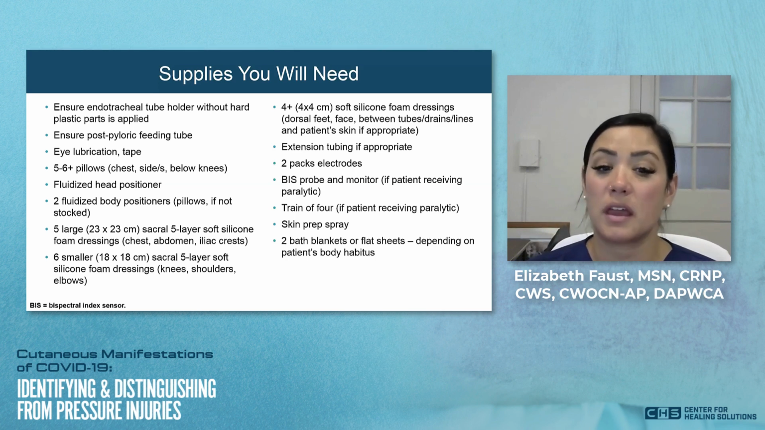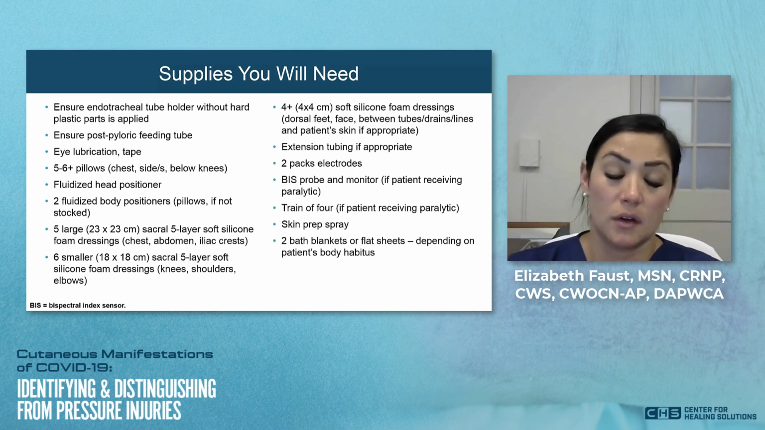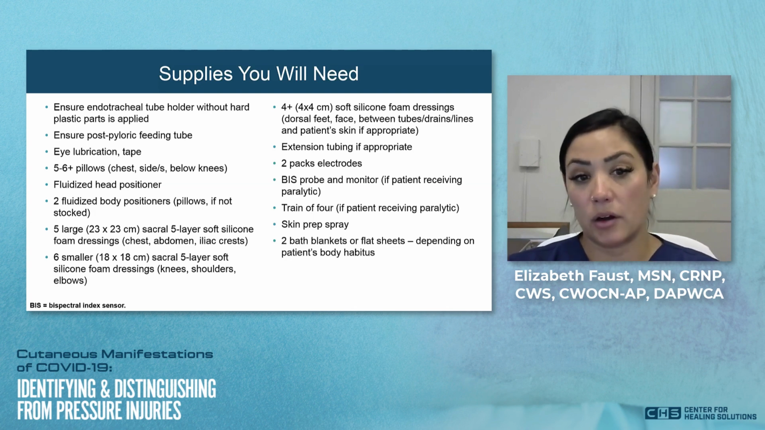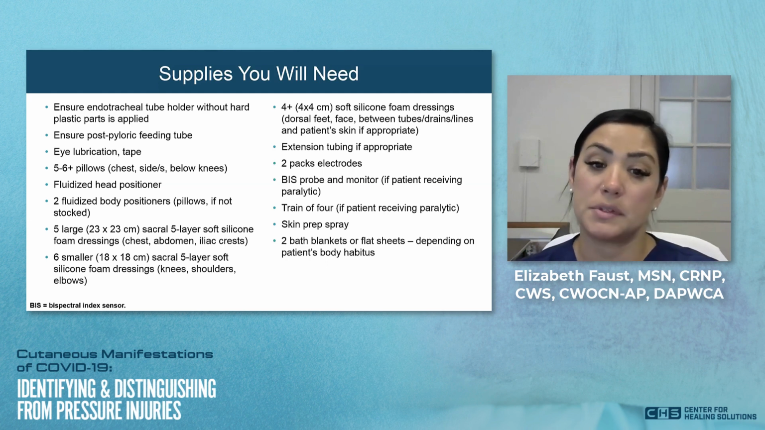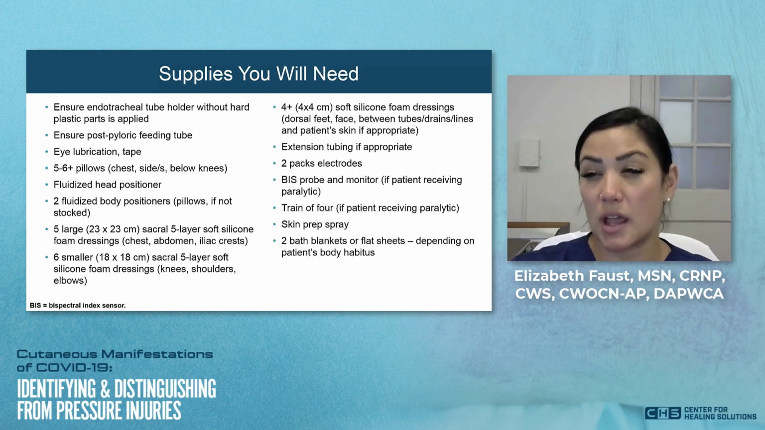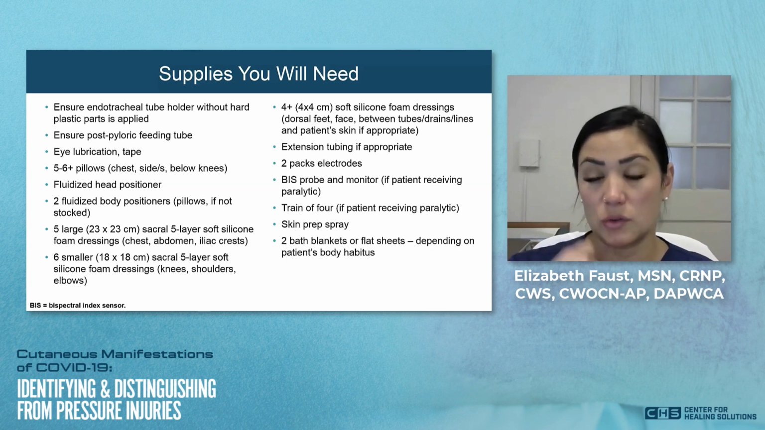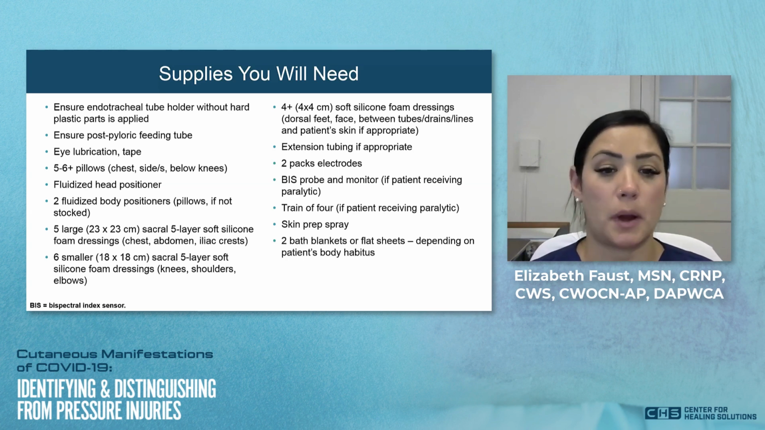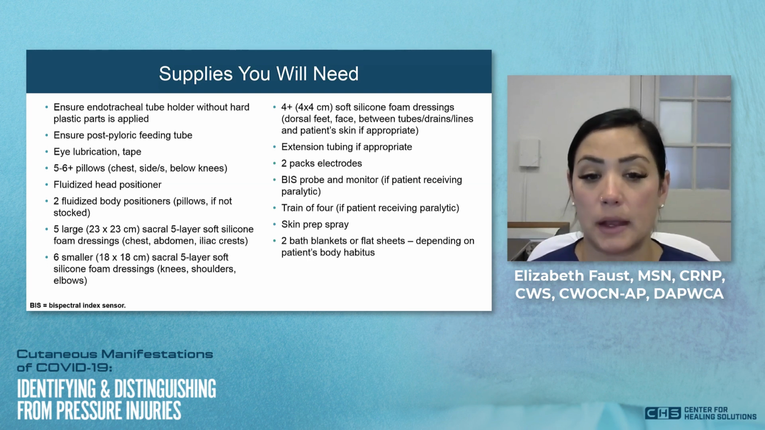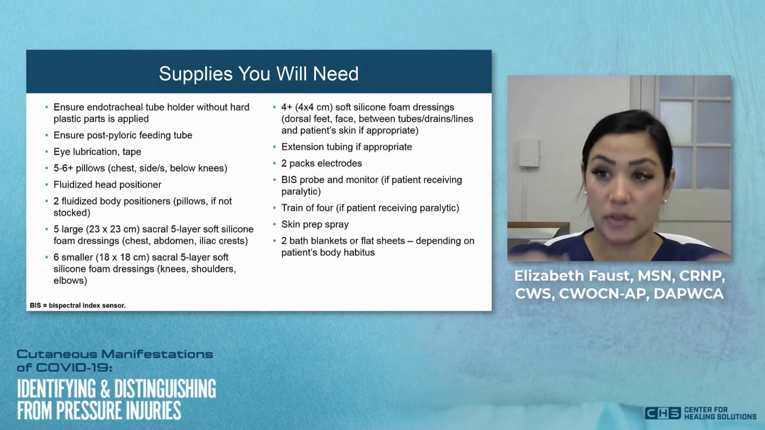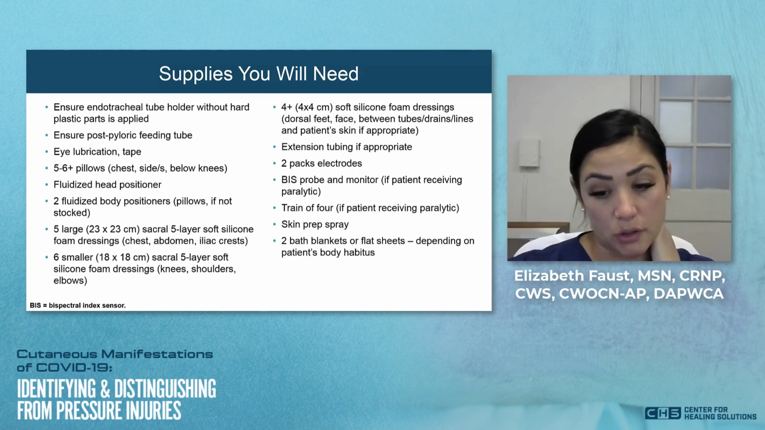And then just some things for helping paralyze them. So the BIS probe and monitor if they're receiving a paralytic, and a train of 4, again, if they're receiving a paralytic. Skin prep spray is just to help with any moisture-related issues, or you could use a wipe. It doesn't have to be a spray. And then 2 bath blankets or flat sheets, depending on the body's habitus. And that's to put underneath them and over top of them for rolling them when we actually manually prone.